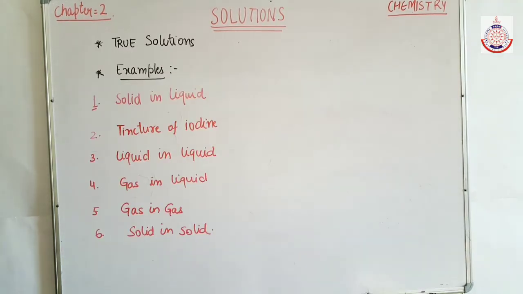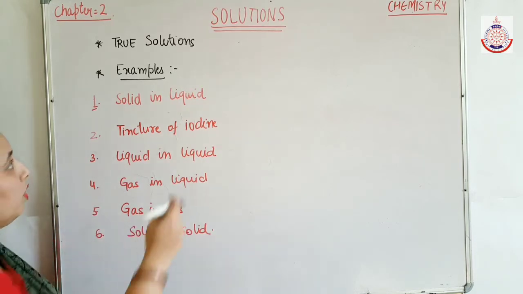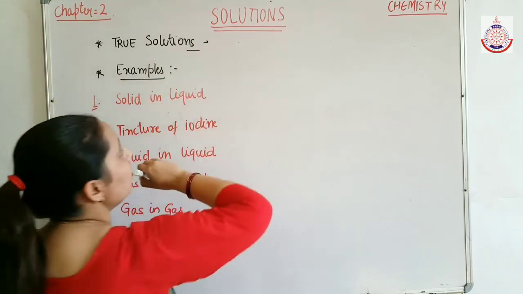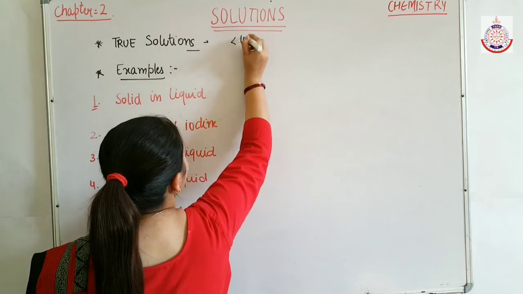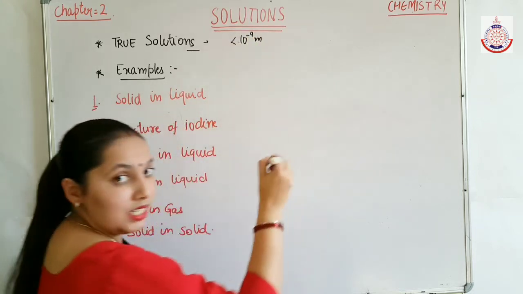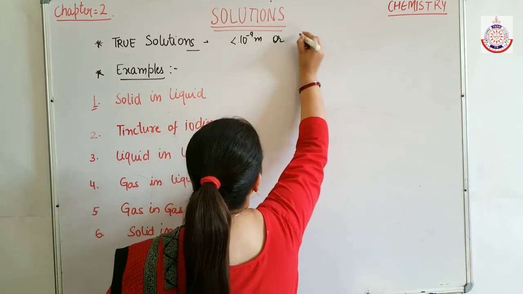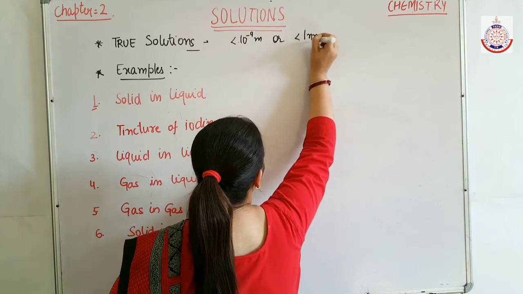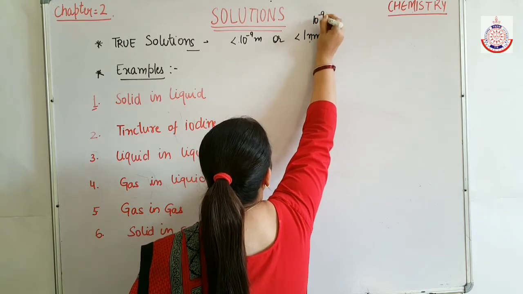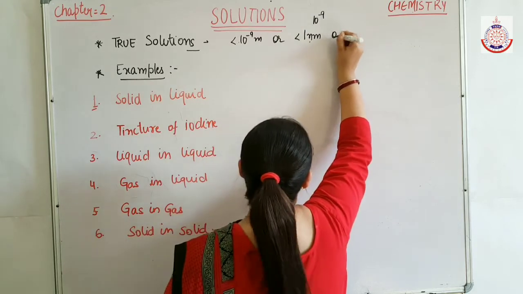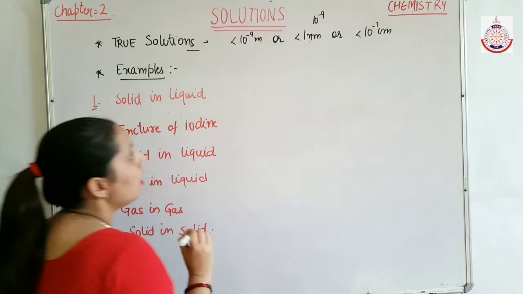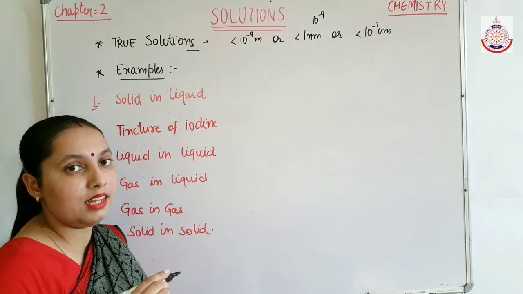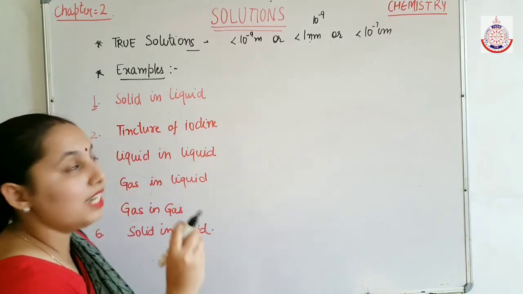Now solutions are also termed as true solutions. Why are they known as true solutions? Because the particle size in the solution is less than 10 raised to power minus 9 meter, or you can say less than 1 nanometer. Nano means 10 raised to power minus 9. Or you can say it's less than 10 raised to power minus 7 centimeter. The size of the particles in the solution is very, very small.